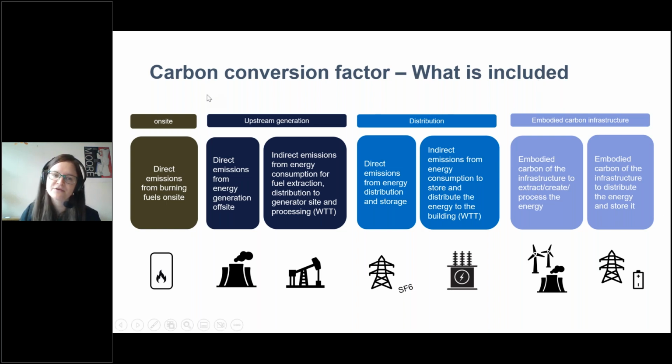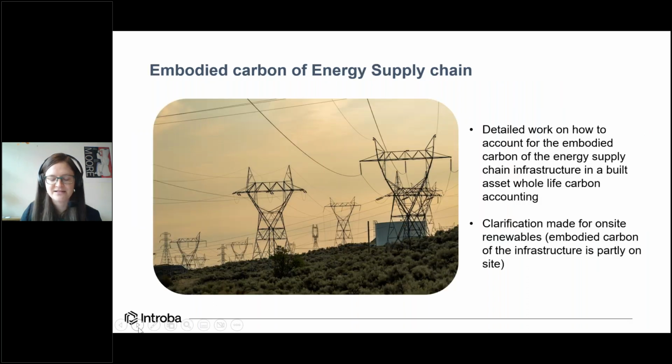But the big thing here is the embodied carbon of infrastructure. Whereas the grey, the dark blue and this bright blue here were included in the original professional statement, we're adding in the embodied carbon of infrastructure because that's a really important consideration. We've done some analysis on the embodied carbon of infrastructure, and that needs to be included when you think about the carbon emissions associated with using a kilowatt hour of electricity.